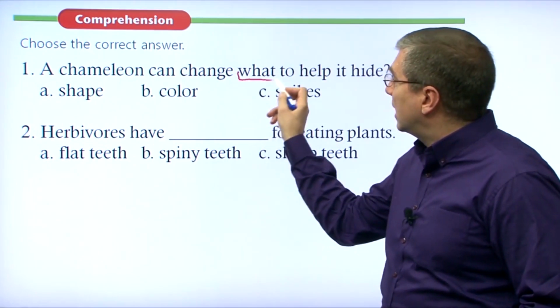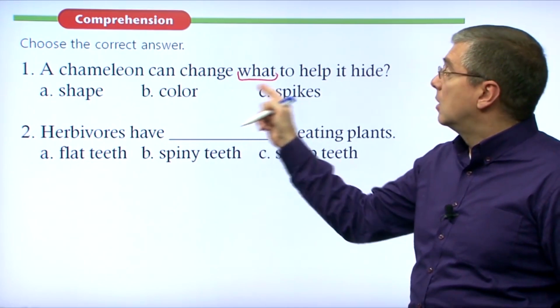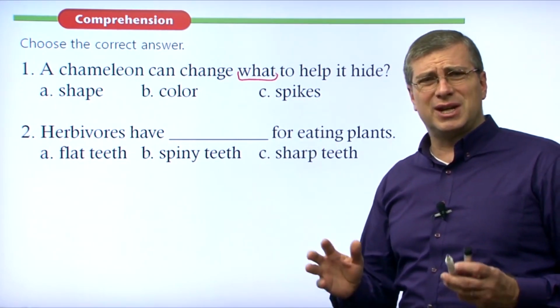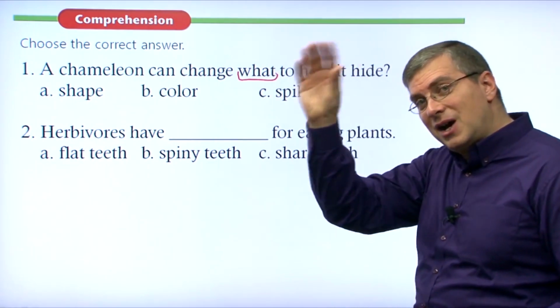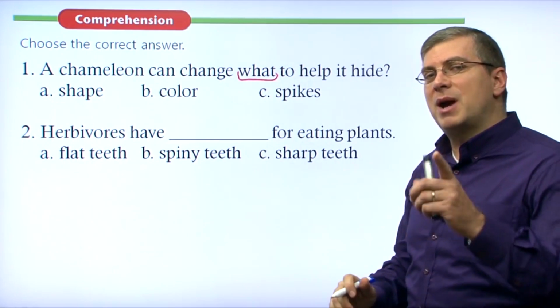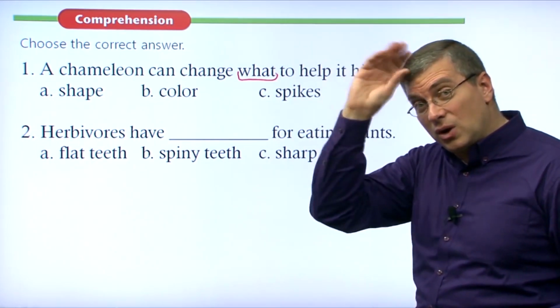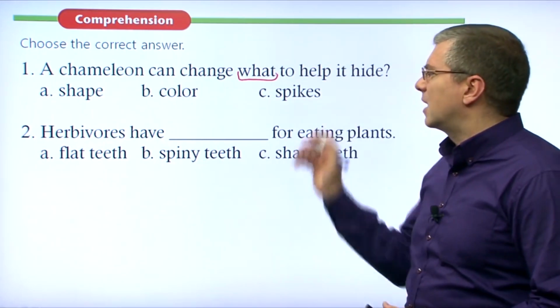What can it change to help it hide? We have here shape, color, or spikes. Remember, the chameleon was that strange looking lizard we saw in the video. It had horns on its head. Those horns, by the way, you could say are like spikes. Can it change its horns or its spikes? No, those horns stay the same, so C's not right.